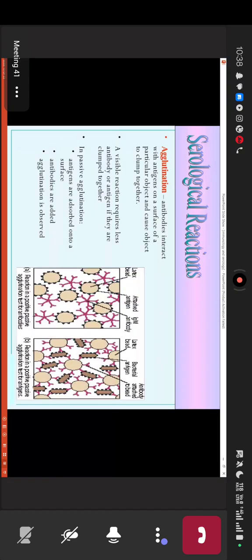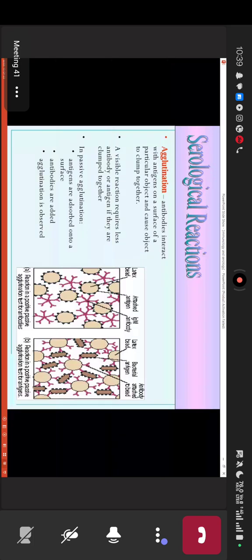Now the next, agglutination. What is it? Agglutination is when an antibody interacts with an antigen on the surface of a particular object and causes the object to clump together. The most common example of agglutination is your ABO grouping.